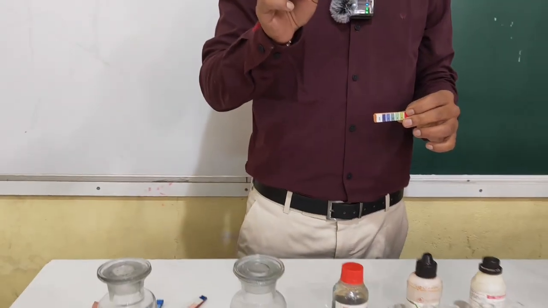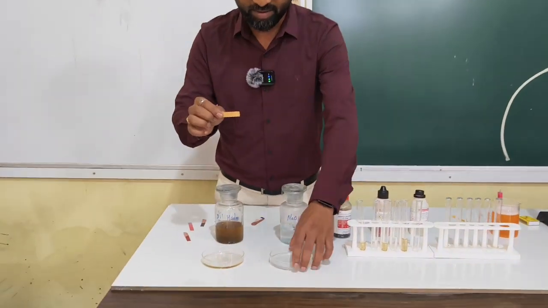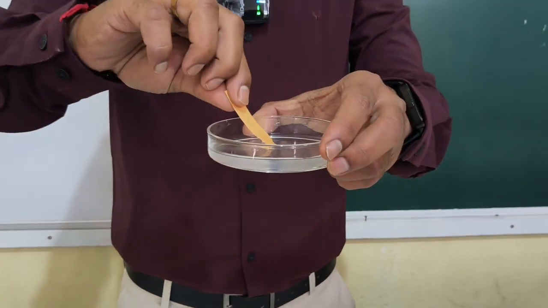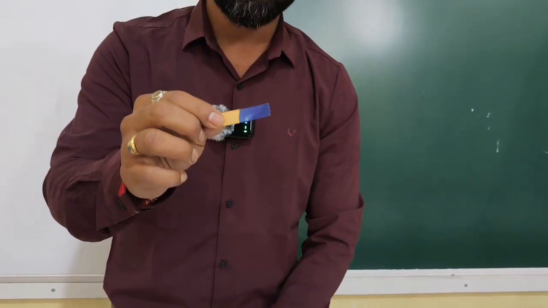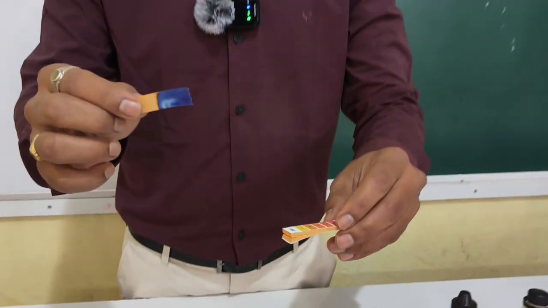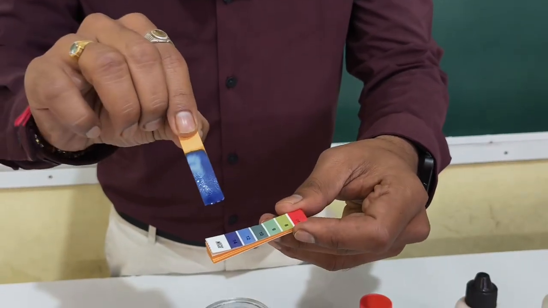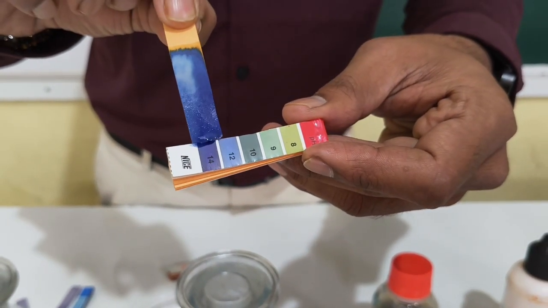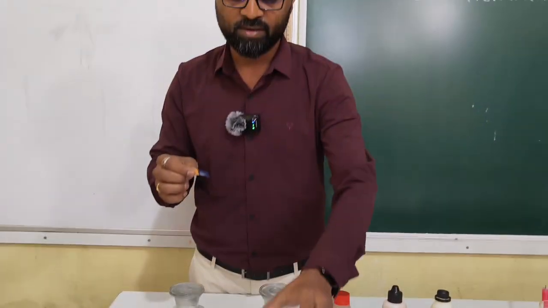I am going to dip this particular pH paper, which I have now taken, inside this solution. They ask you to test the pH value of this solution. When you dip it inside, you can see the color of the pH paper is dark blue. When you take the pH scale and match, the colors are not matching here, and when you go here, it is matching with the pH value of 14. The color is matching. Then we will tell what this solution is.